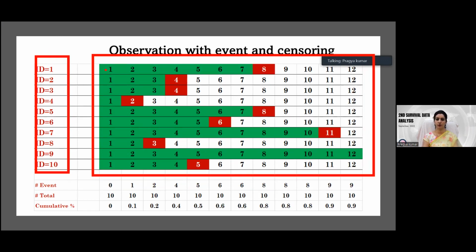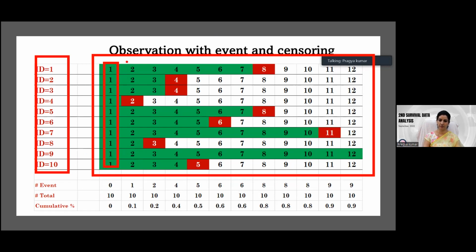Now if you focus on the first individual, the event happened at the 8th month. We start with the first month. On the first month there is no event. This is the data for all 10 individuals, and you can see that on the first month there are 0 events and the total is 10. So for the cumulative percentage we take 0 by 10, so it will be 0%.